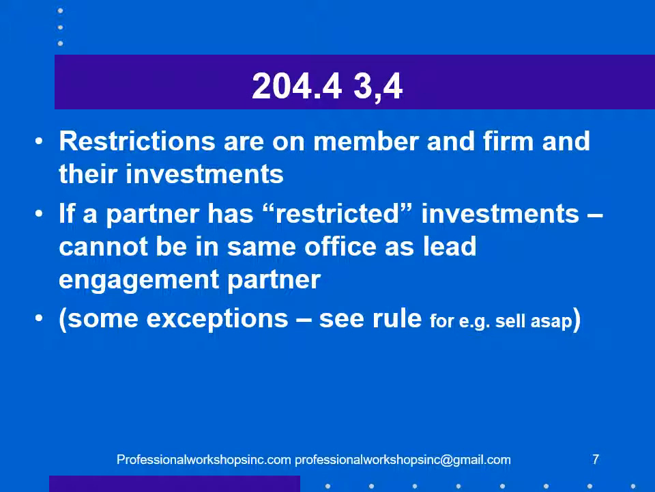204.4, restrictions are on a member and the firm and their investments. If a partner has a restricted investment, they can't be in the same office as the lead engagement partner. So you can have in a very big firm some partners with some restricted investments, but they would have to be in an office that wasn't particularly involved with the audit. And there are some exemptions, and if you're in a big firm, you've got to go read the rules. Small firm, it's pretty simple. You probably just are going to restrict all members of the firm, all investments.